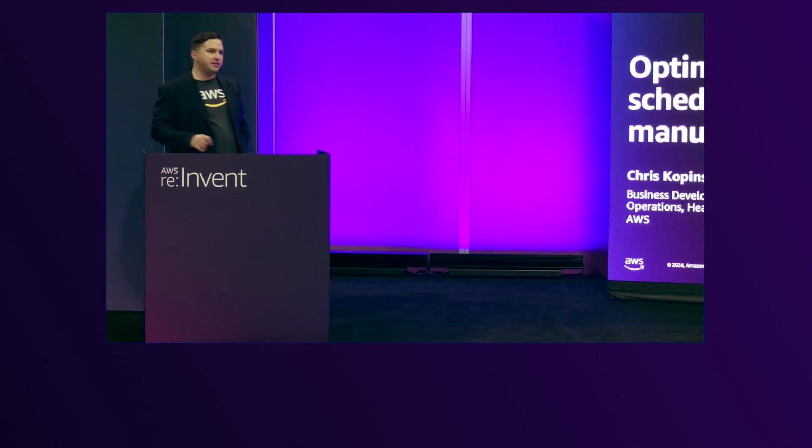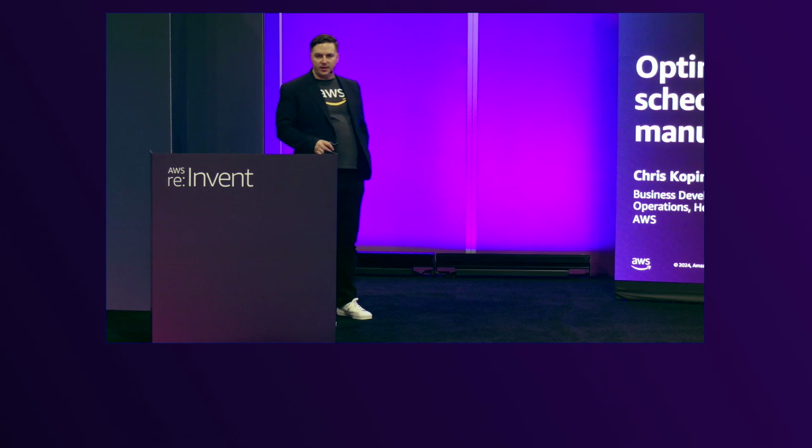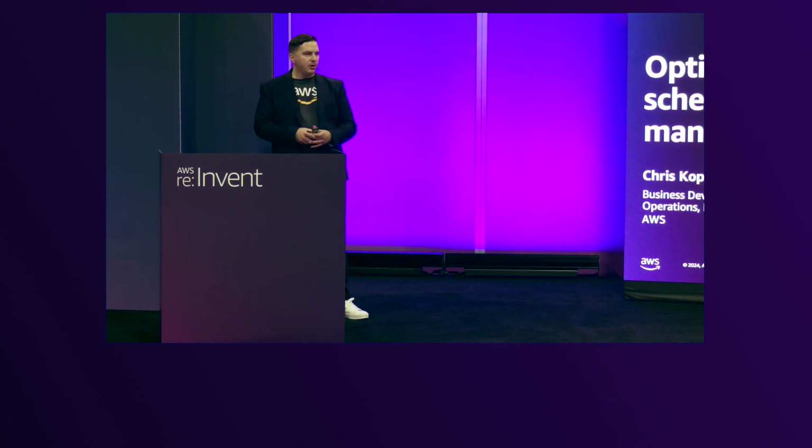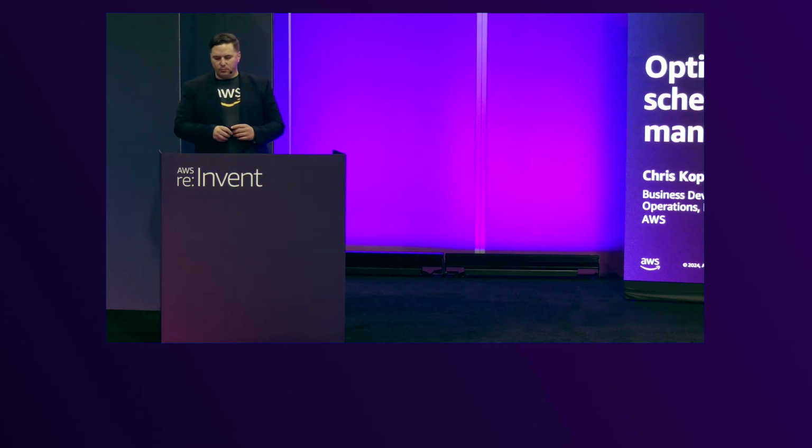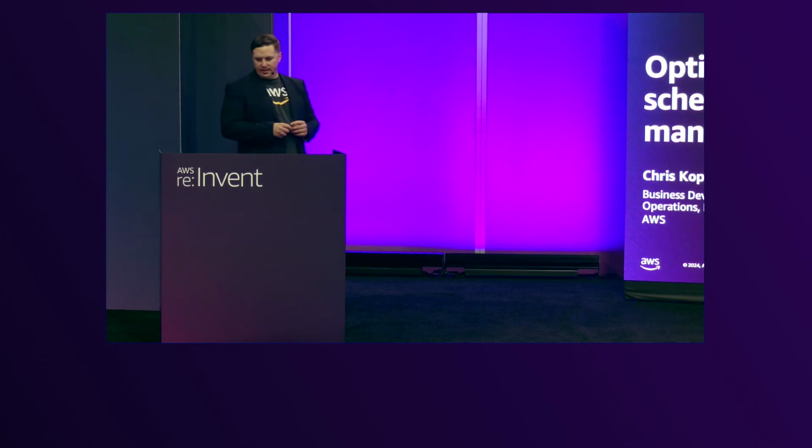My name's Chris Kopinski. I'm a business development leader within a group we call AWS Industry Products. I support manufacturing, operations, and life sciences. I've gained over a decade of experience working in different areas of complex design, manufacturing, and supply chain before I joined AWS. And in AWS, I lead our business strategy, go-to-market, and customer alliances for the group.